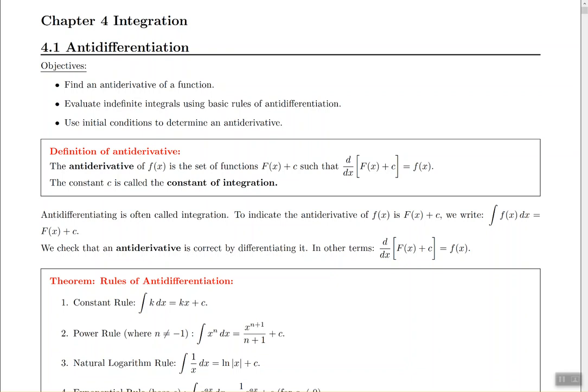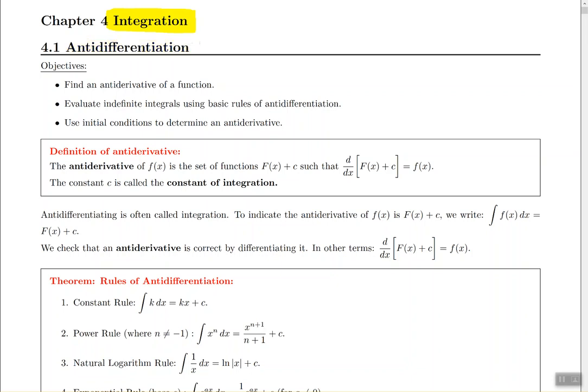In this video, we start a new chapter called integration. So I'm going to introduce to you guys what the concept of integration is in this chapter, and we're going to use some application of integration. Section 4.1 is called anti-differentiation. So we're going to learn how to anti-differentiate here today, okay?